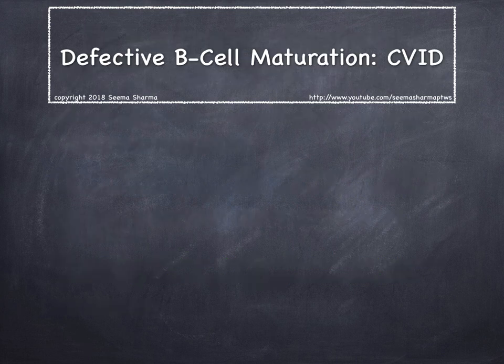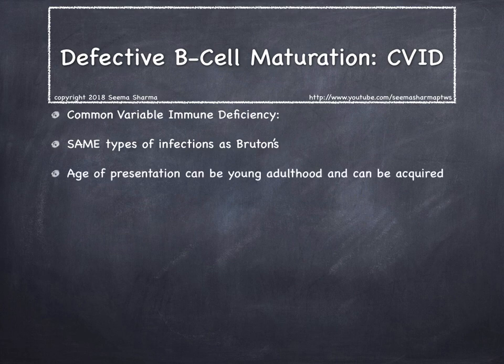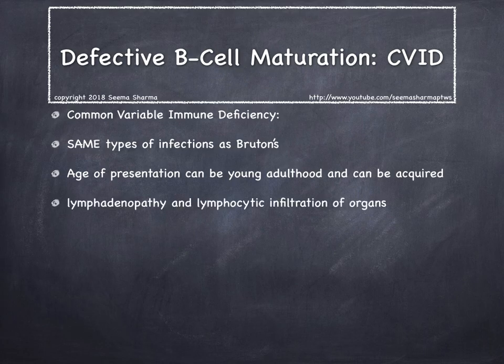When we talk about defective B cell maturation, that's chronic variable immune deficiency. So you have the same types of infections in the clinical presentation as you do in Bruton's, but the age of presentation can be young adulthood, and this can be acquired. So you have lymphadenopathy and lymphocytic infiltration of organs because you have B lymphocytes, but they're not maturing properly. You cannot form plasma cells properly.